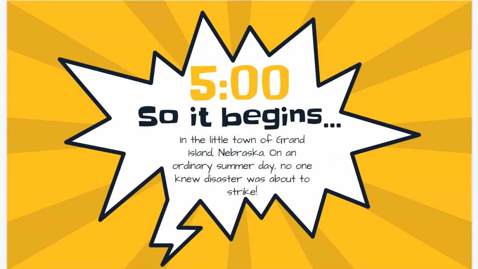So here's the beginning of your comic strip that I made for you. And it says 5 o'clock. So it begins. In the little town of Grand Island, Nebraska, on an ordinary summer day, no one knew disaster was about to strike. And so that's the beginning of our comic strip. And now you are choosing 5 more events that have taken place in order of our story.